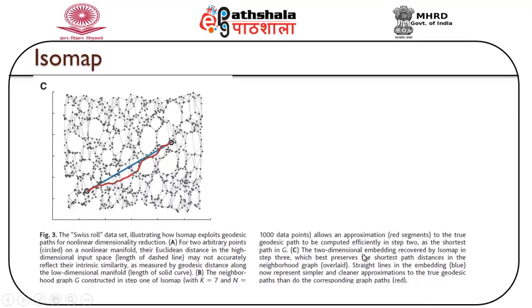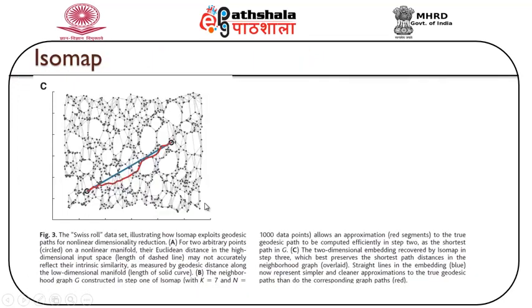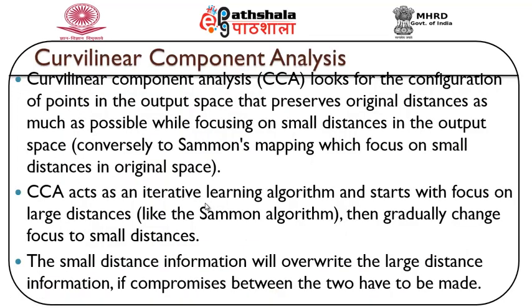Now, figure C represents the 2-dimensional embedding recovered by Isomap in step 3, which best preserves the shortest path distances in the neighborhood graph that is overlaid. The straight lines in the embedding, that is the blue line, represent a simpler and cleaner approximation to the true geodesic path and to the corresponding graph path. So, this picture gives a clear distance matrix.